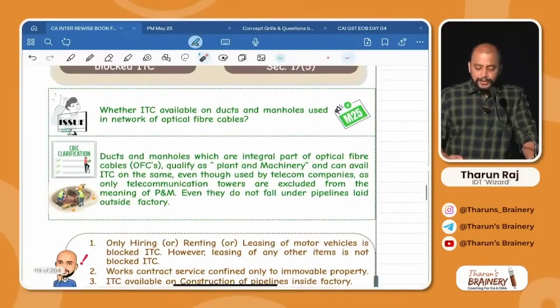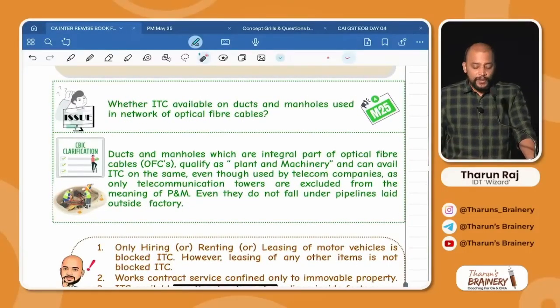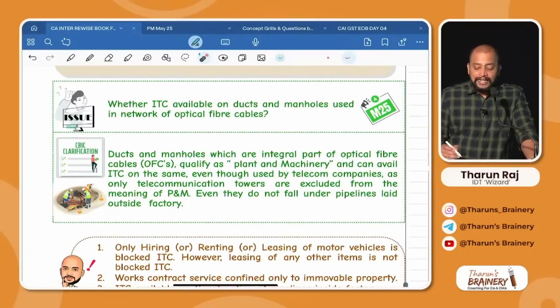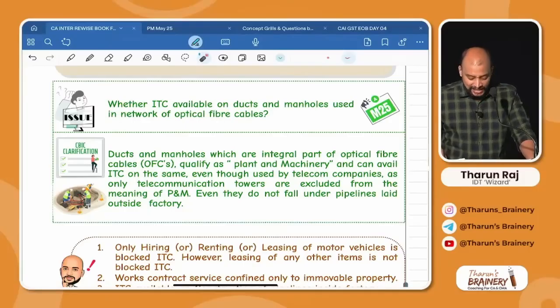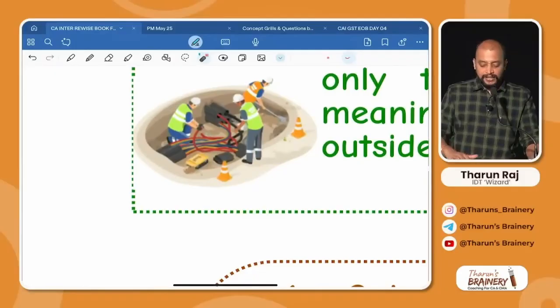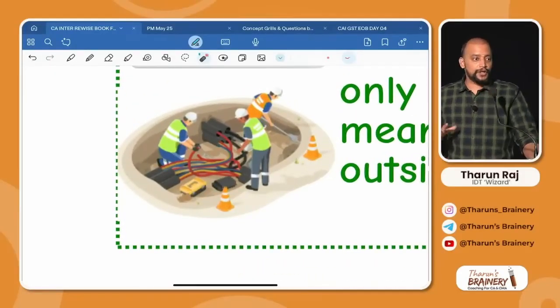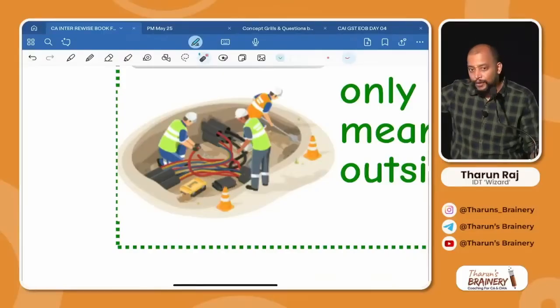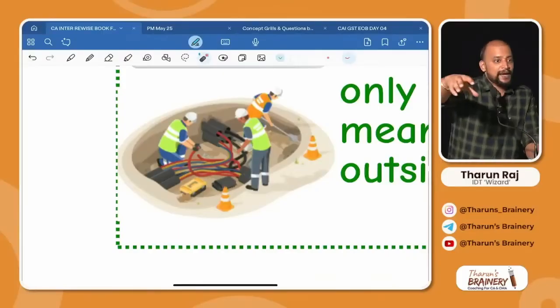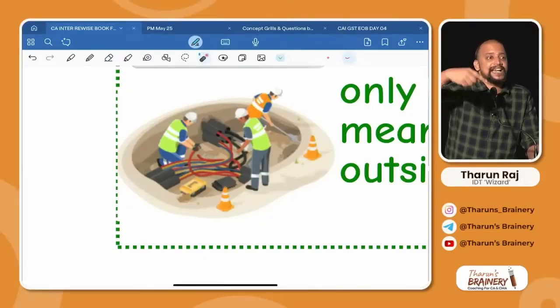Then, related to this, there is one circular you can see. This is a newly added one. Whether ITC is available on ducts and manholes used in network of optical fiber cables. So on ducts and manholes, can we take ITC? What are these ducts and manholes? You would have seen, in telecom and internet companies, they will dig a manhole and they will put the duct pipe. Through the duct pipe, they will be sending the optical fiber for data transmission.